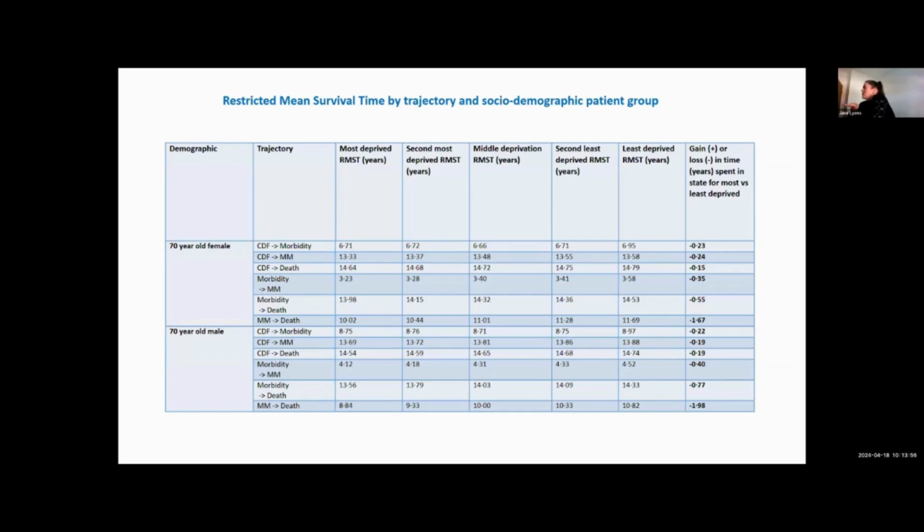Just using the bottom row as an example, you can see here when looking at multimorbidity to death, 70-year-old males who have been diagnosed with multimorbidity living in the most deprived areas of Wales are dying 2 years sooner than a 70-year-old male who also has multimorbidity but is living in the least deprived area. So you've got this time between the different health states. The least deprived person has on average 10.82 years before they die, compared to a more deprived individual where it only took 8.84 years.